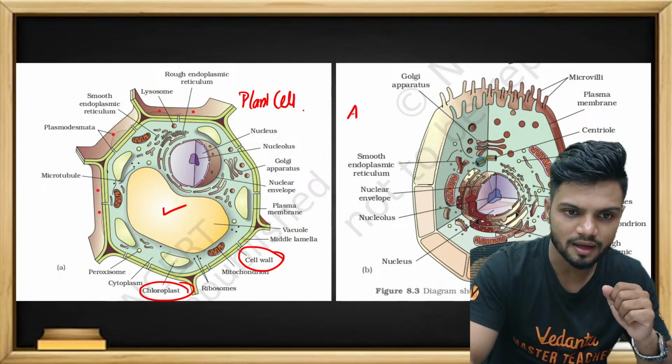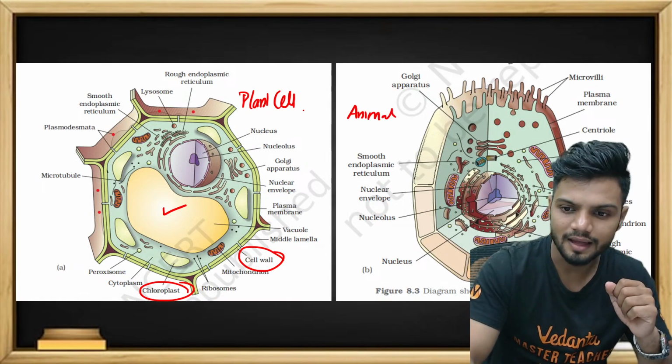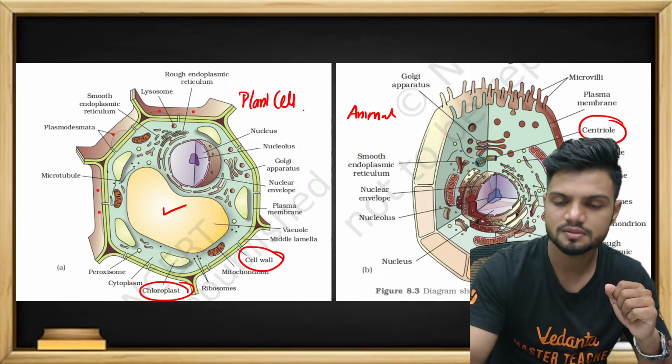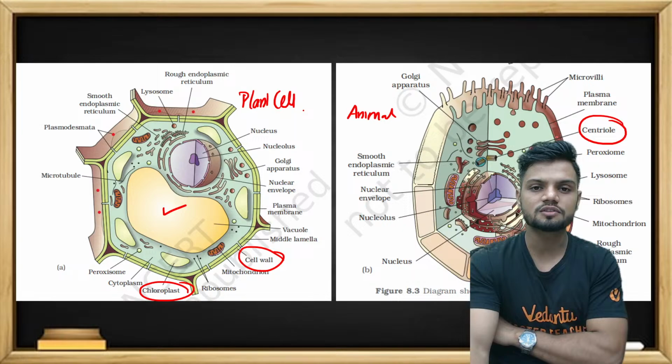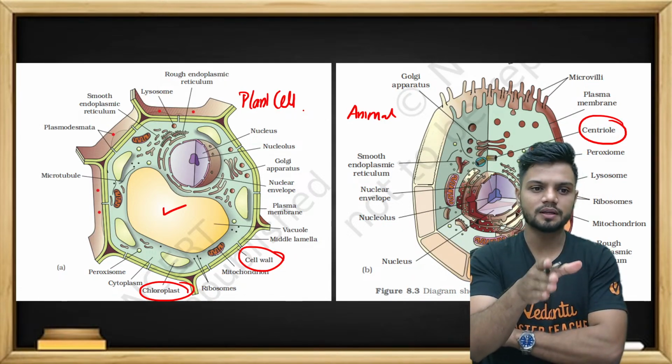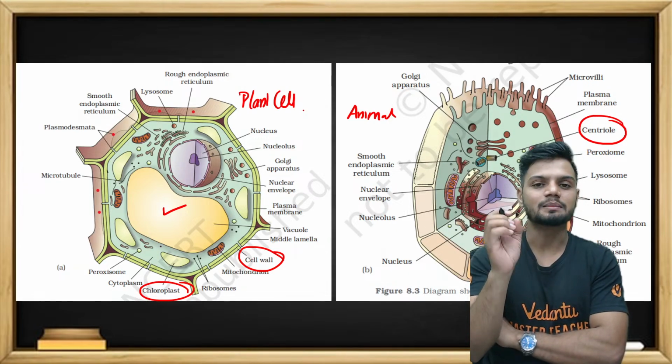Now, what about in the case of animal cell? In animal cell, the distinguishing feature is going to be the centrioles. Here, centrioles are going to be the distinguishing feature in the case of animal cell. So, you should know the proper difference between a plant cell and an animal cell.